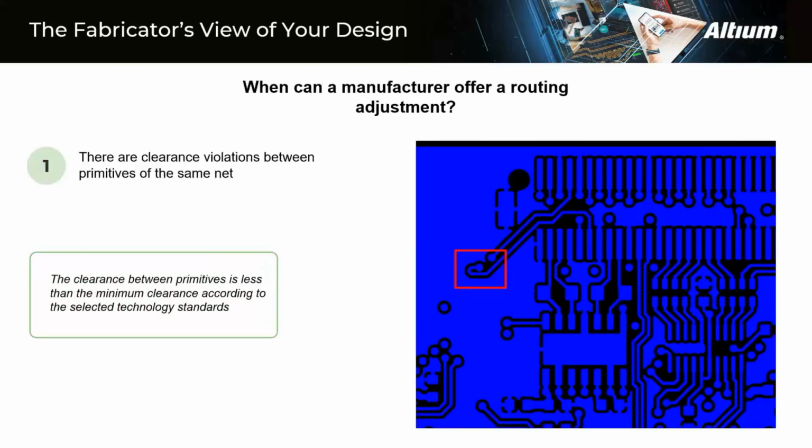Now, let us move on to the second subsection. When can a manufacturer propose a routing adjustment? This often occurs when the clearance between the traces of the same net is so small that the fabricator cannot guarantee proper production. In this case, such a clearance must either be filled with copper or increased. Of course, any of the changes would require approval from the designer.